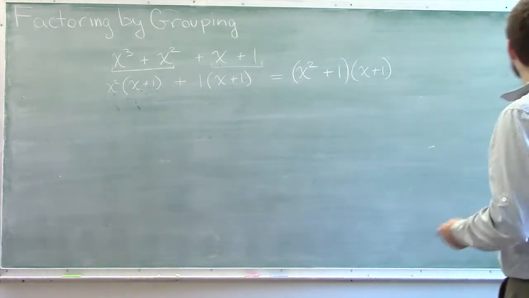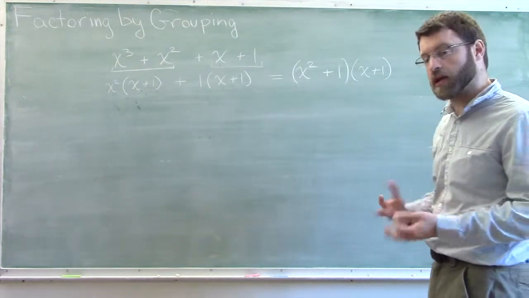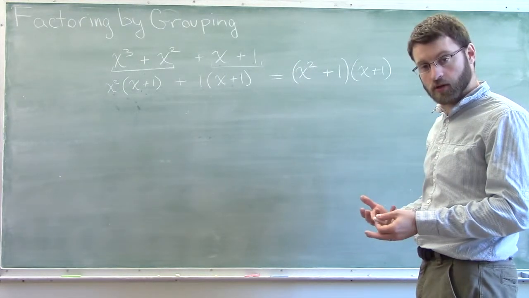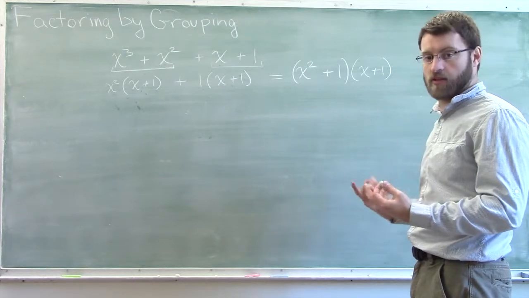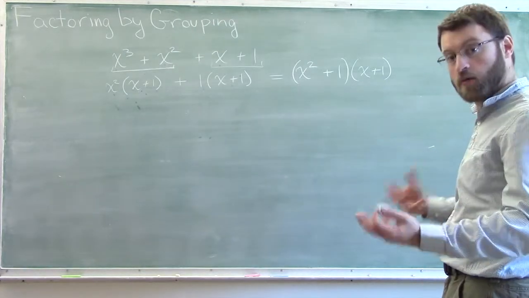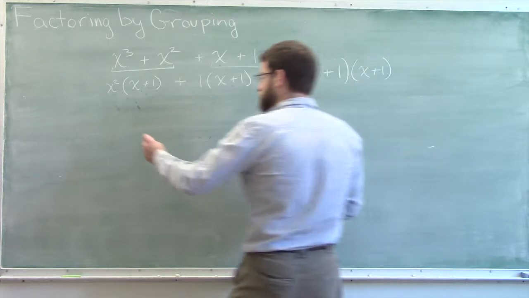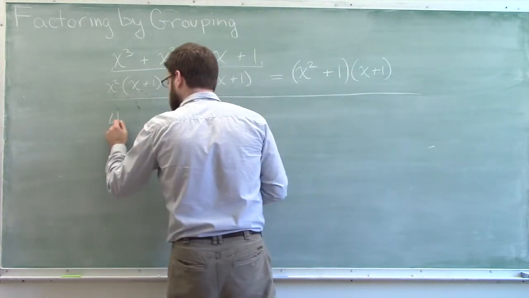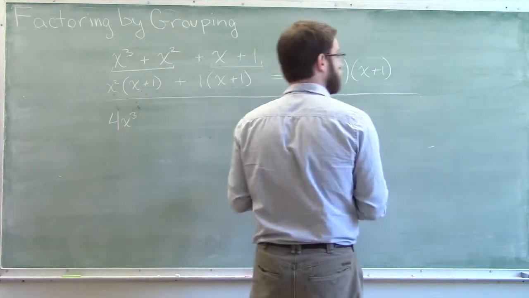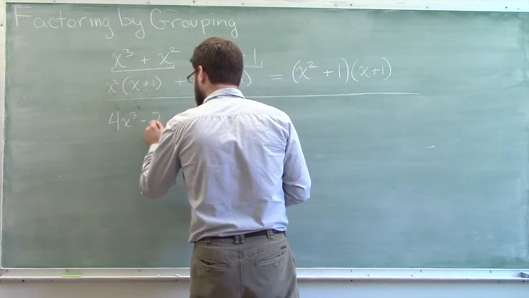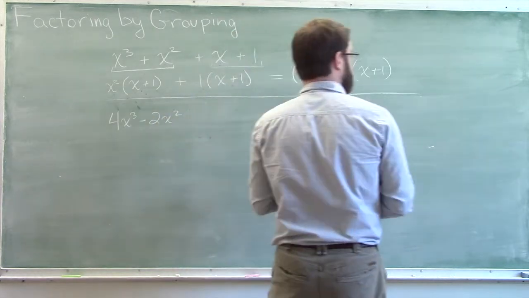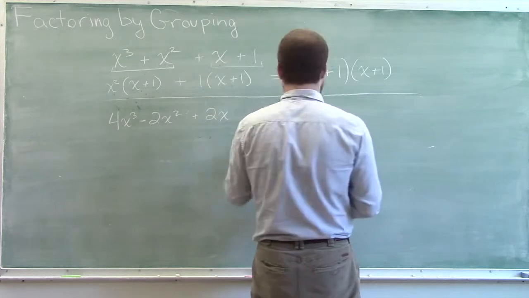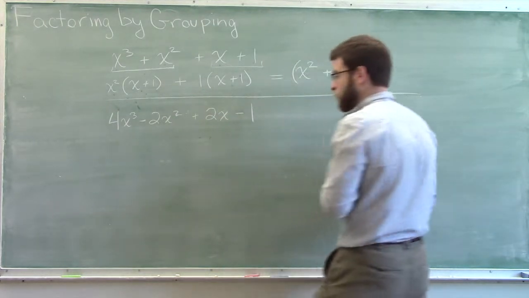Okay? So the next example I'd like to try looks a little bit more complicated, but we're going to use the same basic pattern. We're going to use a cubic polynomial, and we're going to group the first two terms and the last two terms, and then draw out common factors from each. So let's look at 4x cubed minus 2x squared plus 2x minus 1. Okay.